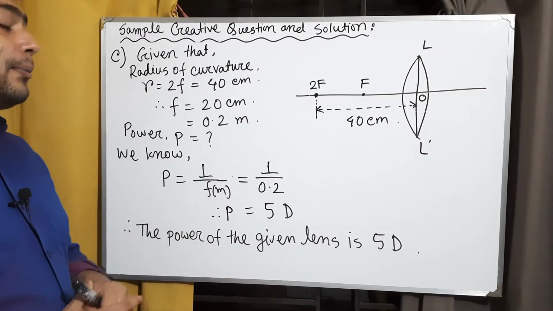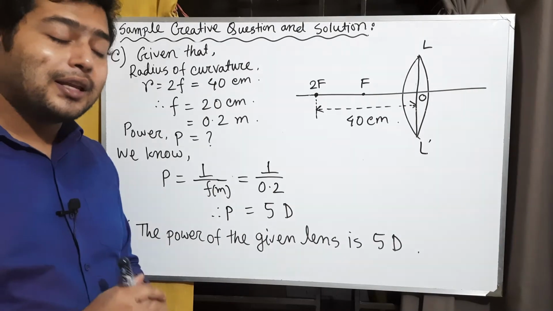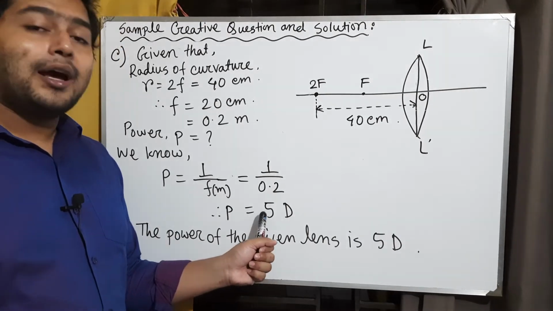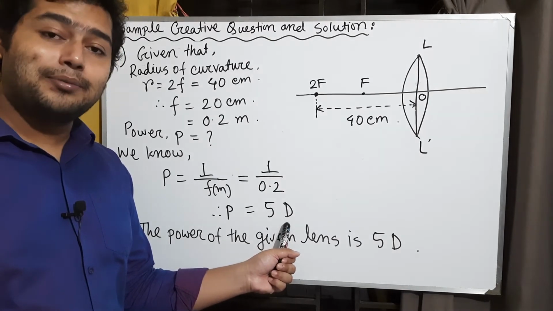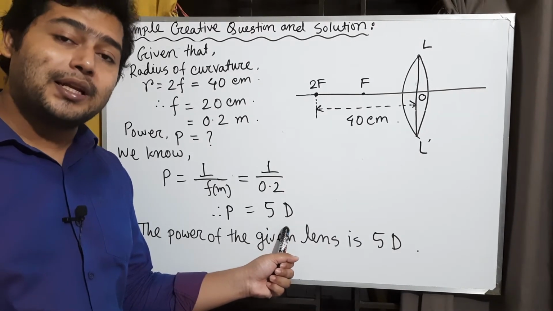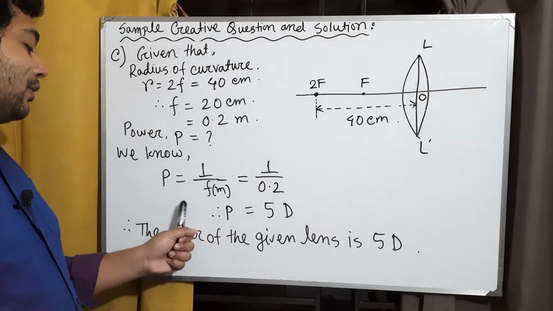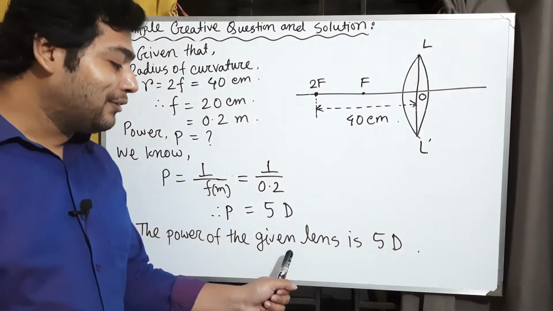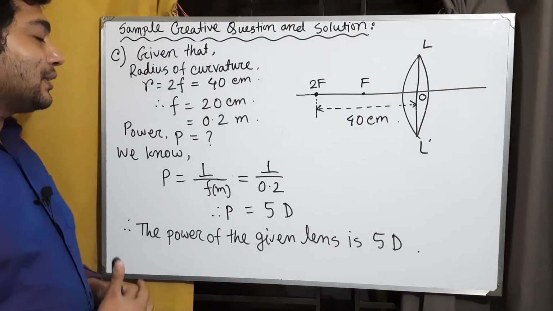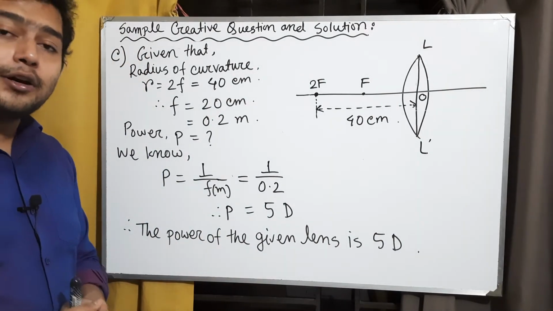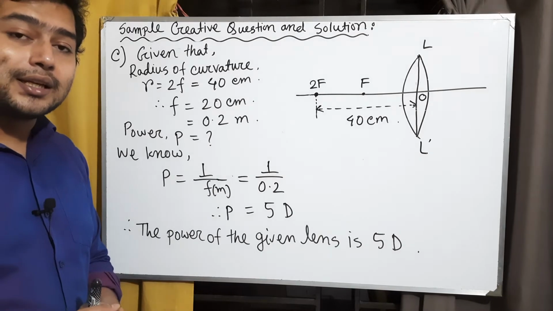So the power of the given lens is 5, and the unit of the power of the lens is diopter, which is denoted by capital D. So the power of the given lens is 5 diopter. Okay, so boys, this is the solution for question number C.